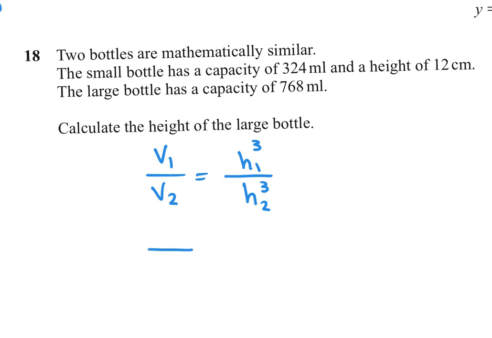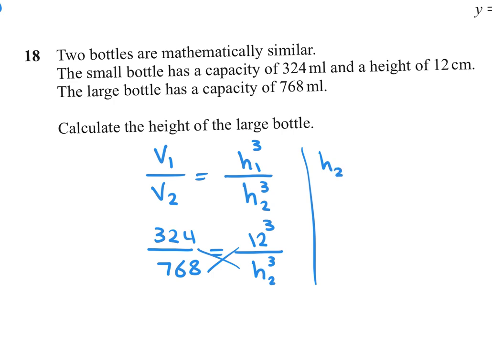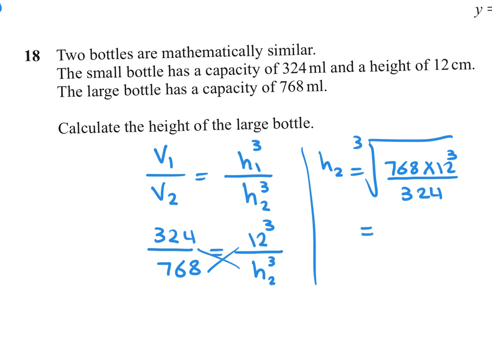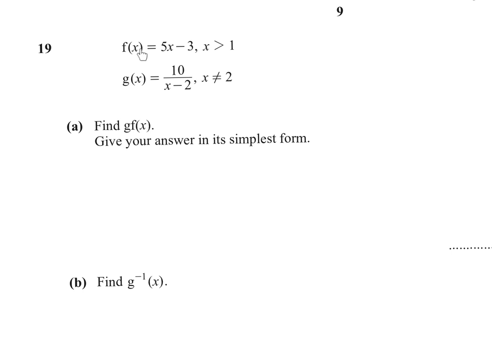So if we start with the small bottle, 324 over 768 equals the height of the small one, 12, to the power 3, over the height of the large one, which we need to find. So cross multiply. If you need to find the height in one step, find the cubic root of 768 times 12 cubed over 324. So what is the answer? 16. 16 centimeters.